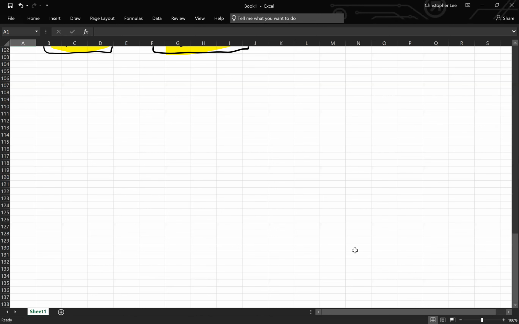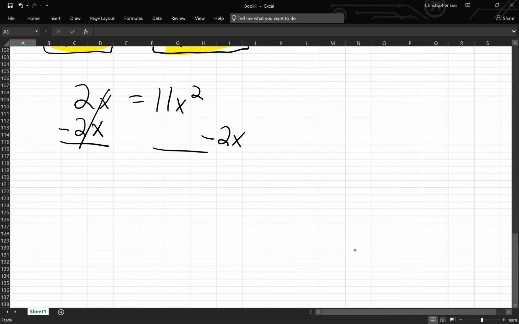All right, go ahead. You're up. 2x equals 11x squared. That's it? Yeah. All right, so it's still going to be 0. You just want to move everything to one side. So I'm going to subtract this 2x from over here, but what I do to one side of the equation, I have to do to the other side. So now what do I have? I have 0 is equal to 11x squared minus 2x.